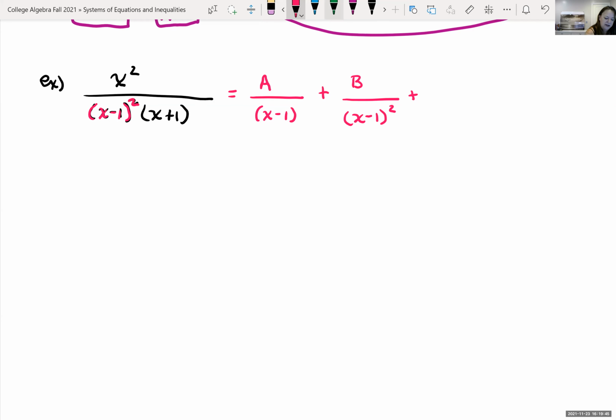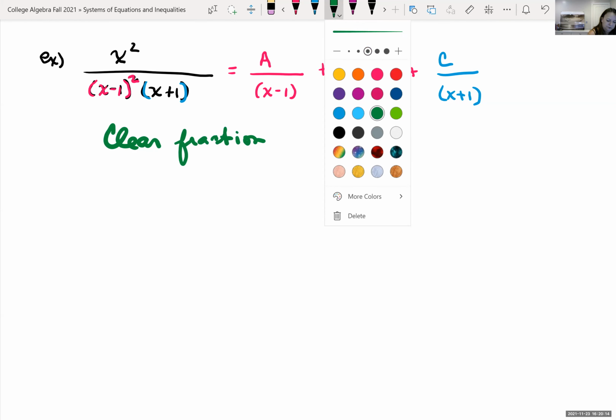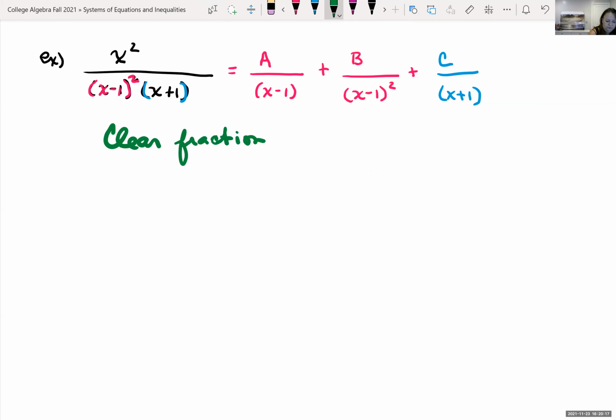So now looking at it, we have another factor down there in the denominator, which is x plus 1. So I'm going to write a fraction, c all over x plus 1. Okay, so next step is to clear your fractions. And we can do that by multiplying through by our LCD. And our LCD in here is x minus 1 quantity squared, all times x plus 1.